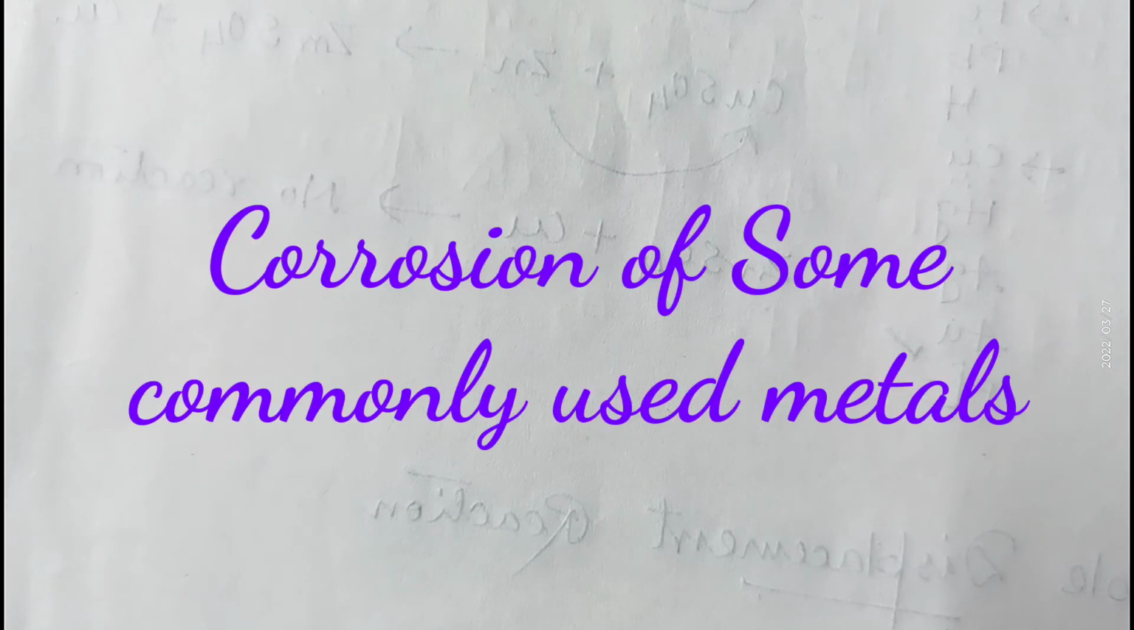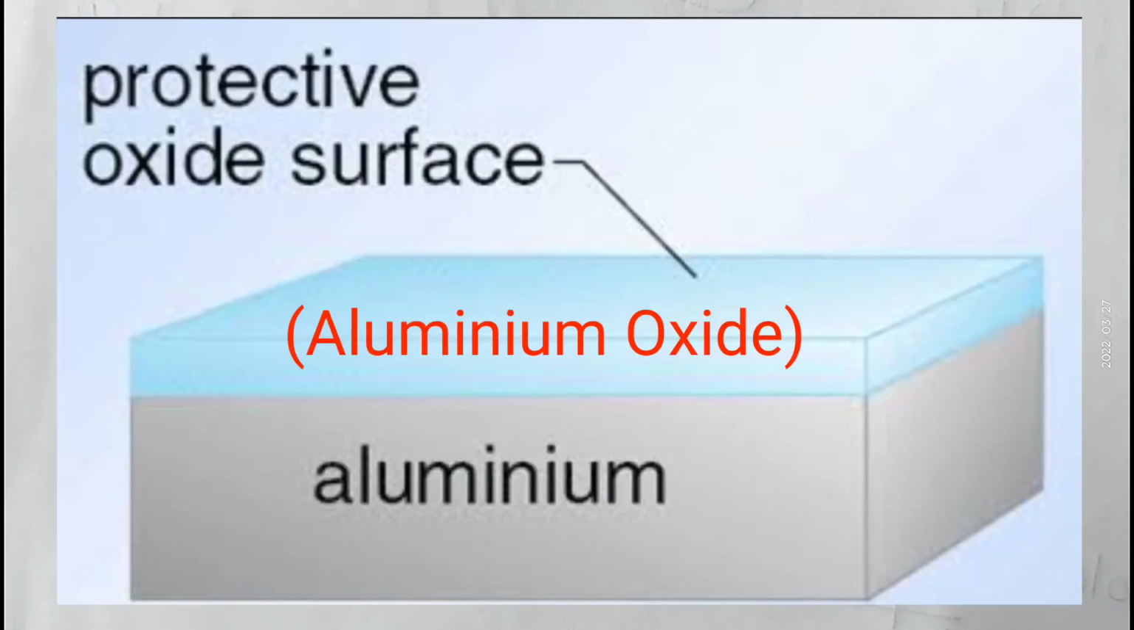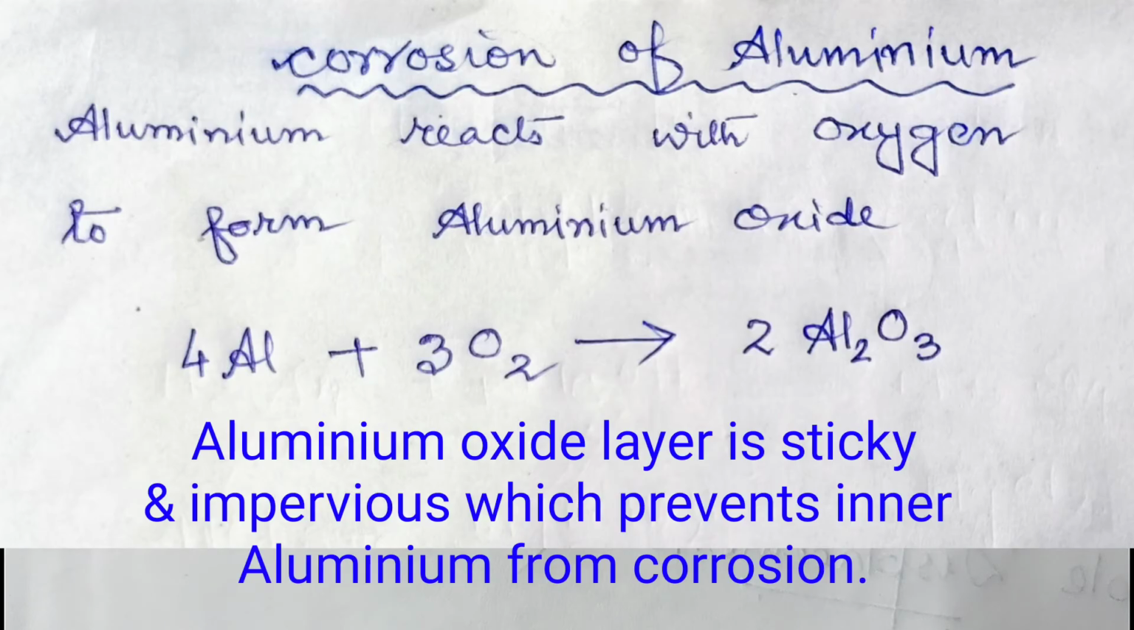Now I am going to discuss the corrosion of some commonly used metals. Let me start with aluminium and zinc. In case of aluminium and zinc, it is found that these two metals react with oxygen and initially a very thin layer of oxide is formed on their surfaces. But the corrosion stops. It is because the oxide layer in case of aluminium, these are very sticky in nature and hence form an impervious layer on the metal surface.